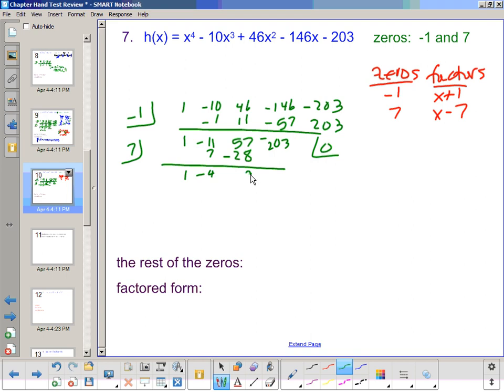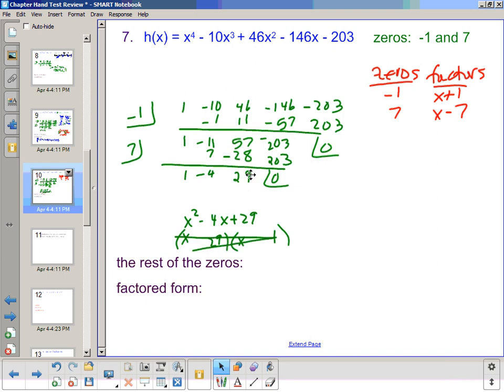Okay, back to finishing this problem. We have a positive 29 and positive 203. There we go. We've got a remainder of 0. And here we're left with x squared plus 4x plus 29. And in your experience from factoring quadratics, you can see that that would be the only possibility for getting x squared and a positive 29, and it will not give us positive 4x as a middle term. So it's not factorable with integer coefficients. So that is our last factor.